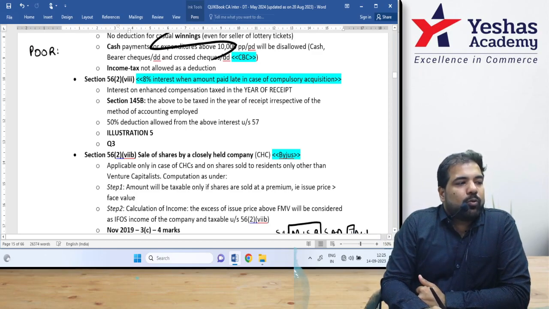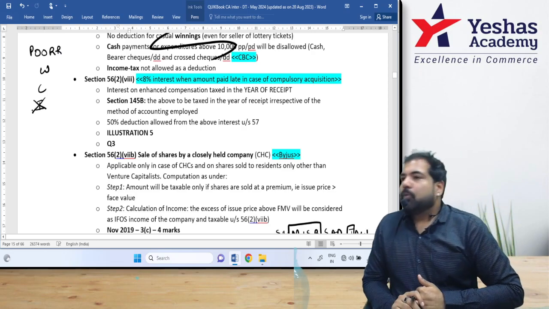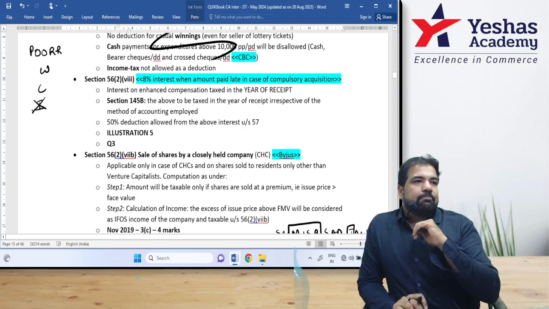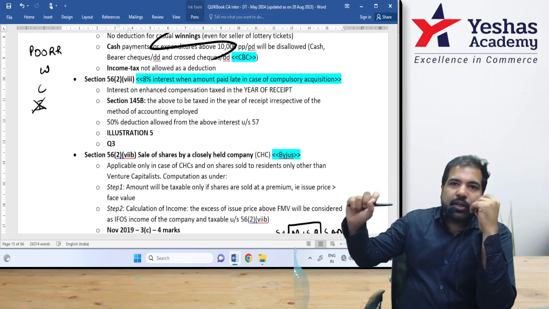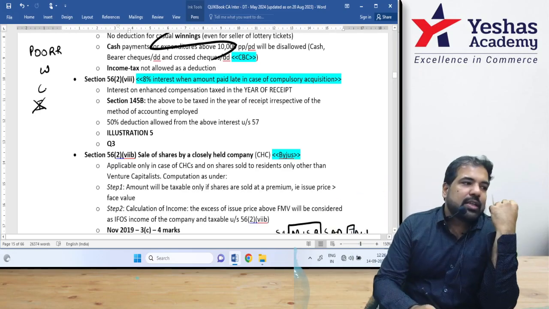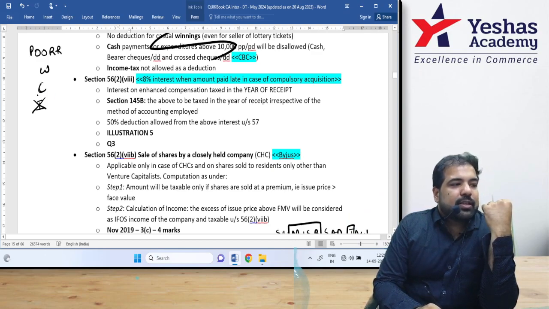Winnings from cash income. Income tax paid, not allowed. Income tax refund, no. Interest on income tax, no. Guys, only interest earned will go where, guys? IFOS. Next, guys, this is cash.